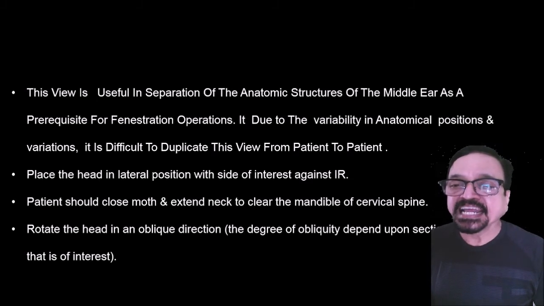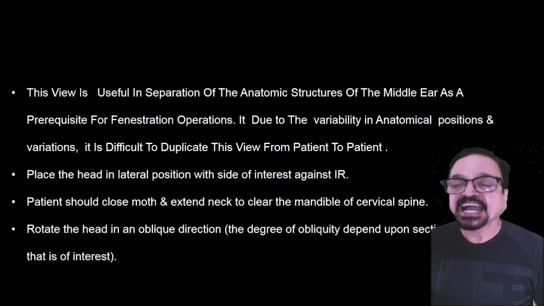Then place the head in a lateral position on the side of interest against the IR. The patient should close the mouth and extend the neck to clear the mandible of the cervical spine. The projections for mastoid and for TM joints are fairly similar, except in the TM joint we have to go for open and closed mouth views, which in the case of mastoid we don't have to.